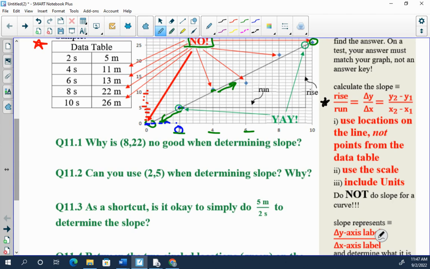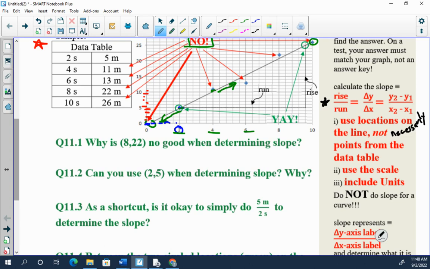Rise over run, that's the same thing as delta y over delta x, which is the same thing as y2 minus y1 over x2 minus x1. Use whatever you want, they're all good. Notice over here, use the locations on the line, not necessarily points from the data table. I'll probably write this in for you.